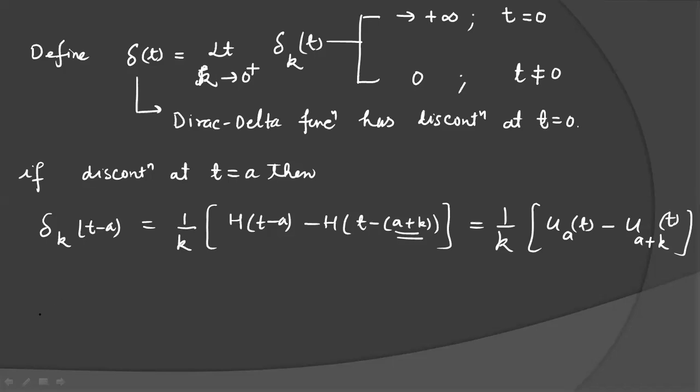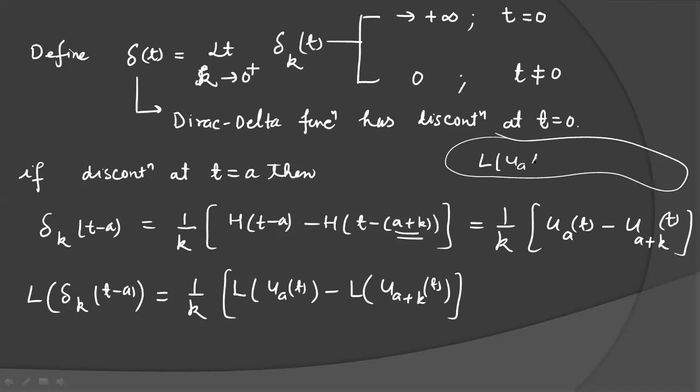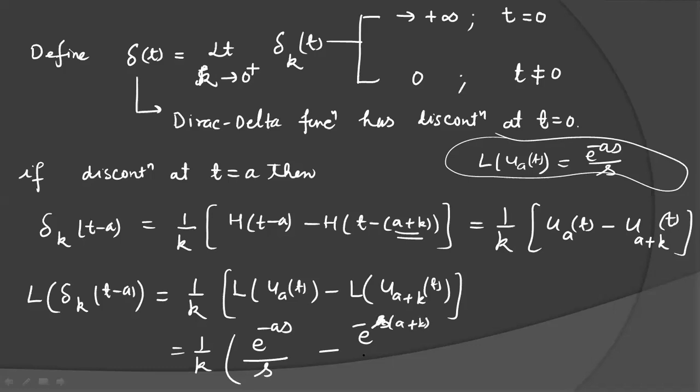If we take the Laplace of both sides, the Laplace of delta_k(t minus a) is equal to 1 over k times the Laplace of u(t minus a) minus the Laplace of u(t minus (a plus k)). I told you the Laplace of u(t minus a) is e to the power minus as over s. So here it will be e to the power minus as over s minus e to the power minus (a plus k)s over s. Now simplify.